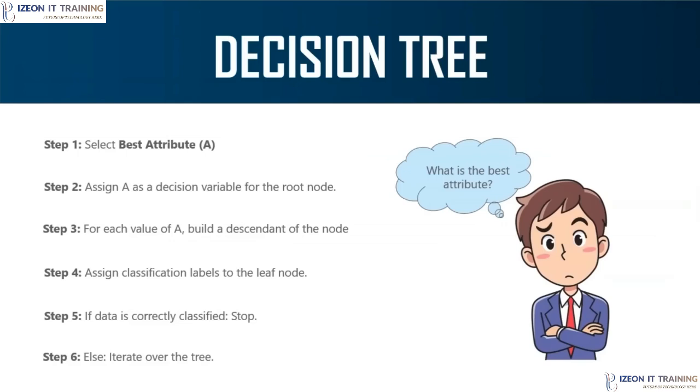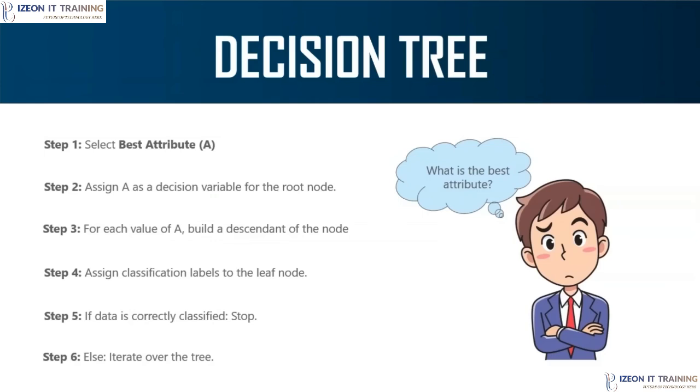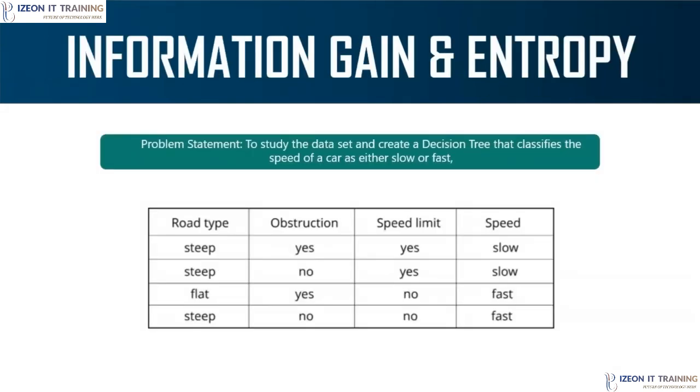Now, the best attribute is the one that separates the data into different classes most effectively, or basically a feature that best splits the data set. Now, the next question in your head must be, how do I decide which variable or which feature best splits the data? To do this, there are two important measures: information gain and entropy. Now, guys, in order to understand information gain and entropy, we look at a simple problem statement.